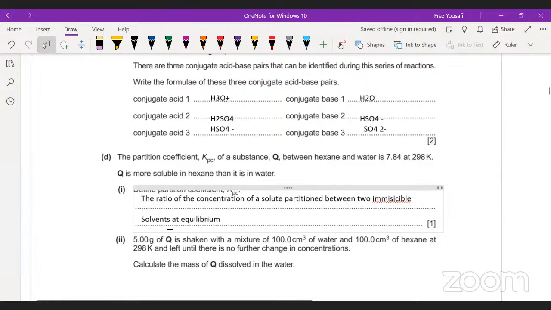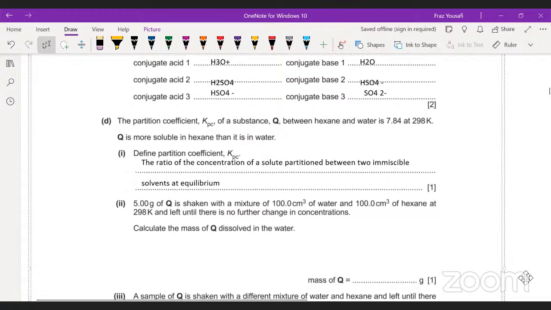That's the understanding that we want you to have: that you've got this equilibrium between these two immiscible solvents that's been created by putting one common solvent between them. That's the understanding that you should take.